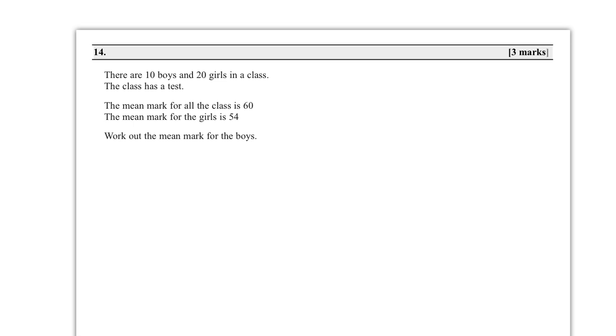Okay, question 14. There are 10 boys and 20 girls in a class. The class has a test. The mean mark for the whole class is 60. Okay, so wait there. What does that actually mean? I'm going to write that sentence into words. So that means if the whole class, the mean, whatever their score is, how many people are in the whole class? 30. So if I divide this by 30, I get 60. So what is the total mark for the whole class? You can do the amount. Which is? The 1,800. 1,800. Fantastic, because we multiply them together.